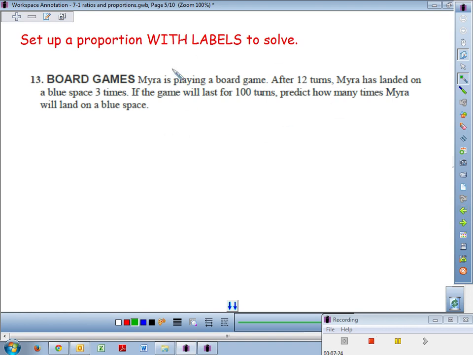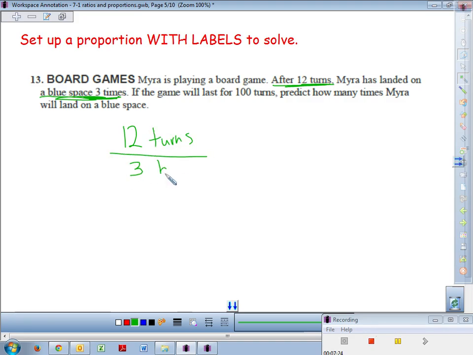So, from all this information given to us, they should have given us some sort of ratio that we could write. And they did it right here. 12 turns, she landed on blue 3 times. So we could write this, 12 turns, there was 3 blue. That's one possible ratio you could have written. Notice the labels that I put with it.